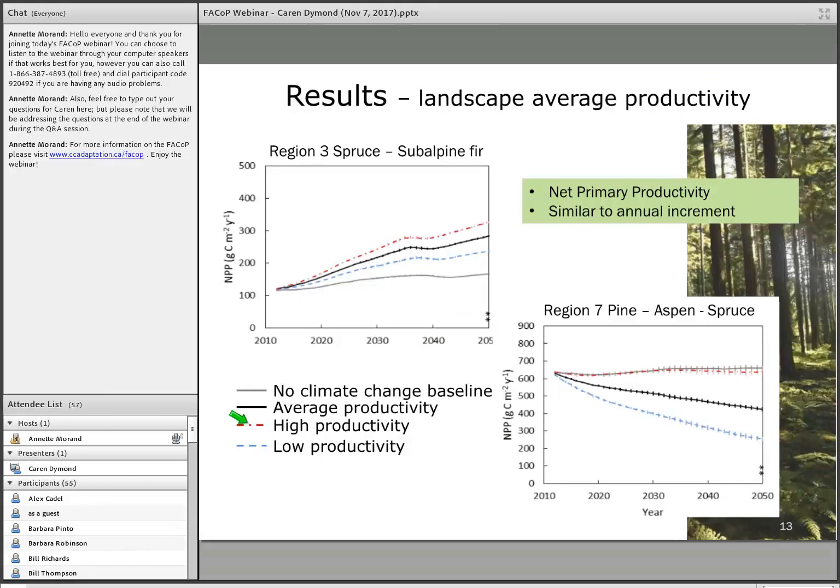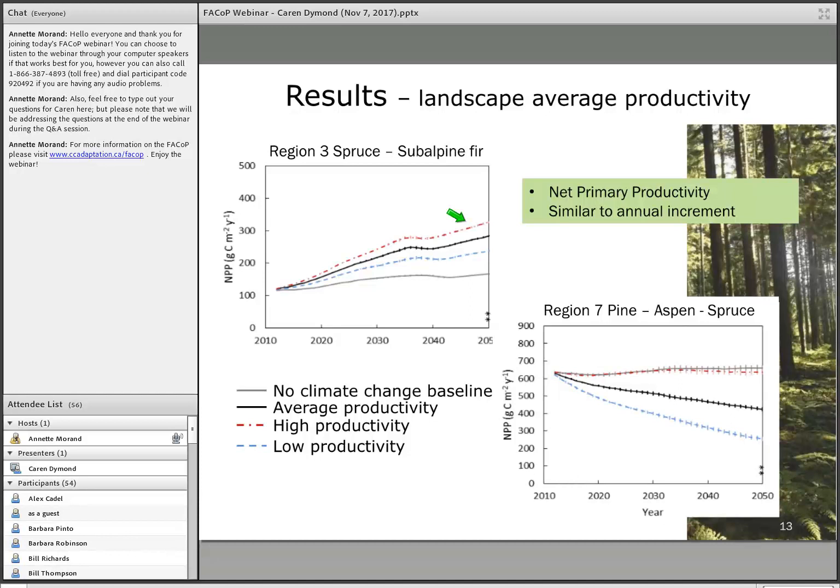So here are some results. The top left graph is region 3, the colder spruce fir forest. The gray line is no climate change. The black line is average productivity, and the blue and red are the low and high productivity scenarios. The indicator here is net primary productivity, which is roughly equivalent to annual increment or growth rate.